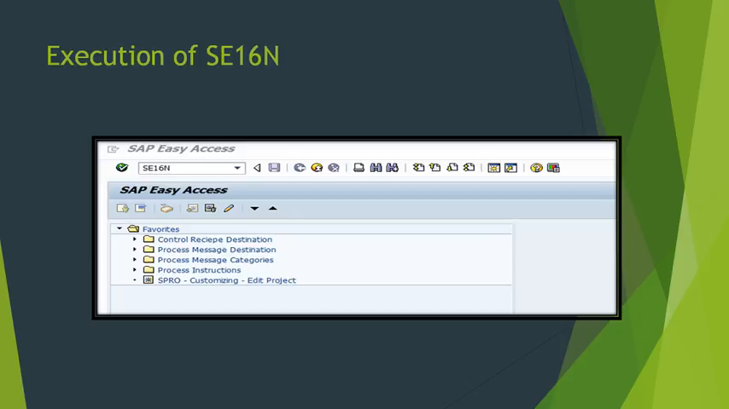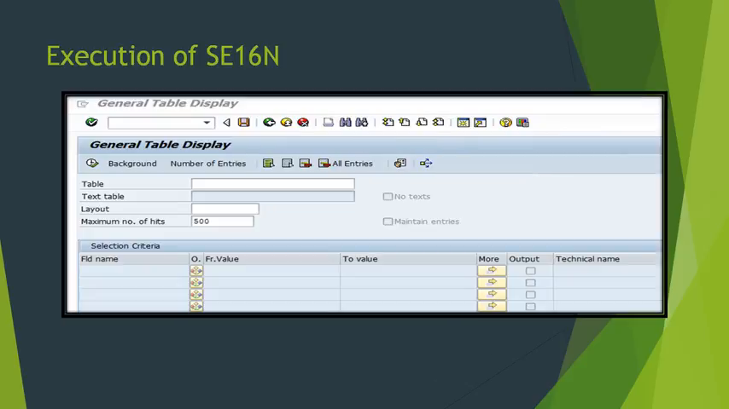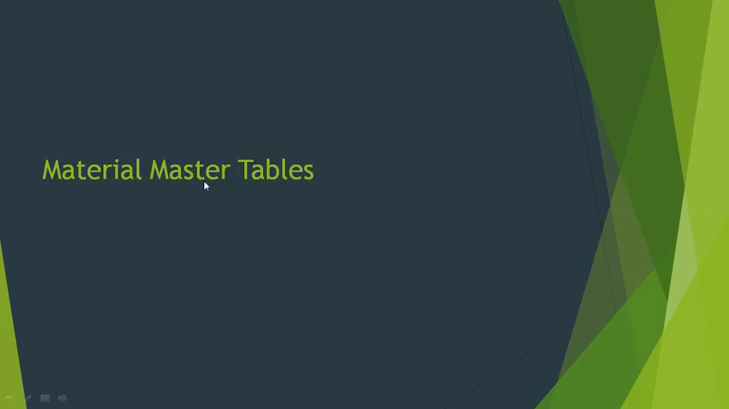So this is the SAP screen. We need to write the transaction SE16 and we'll get this type of screen. Here you can see the table. So here we need to write the table name.